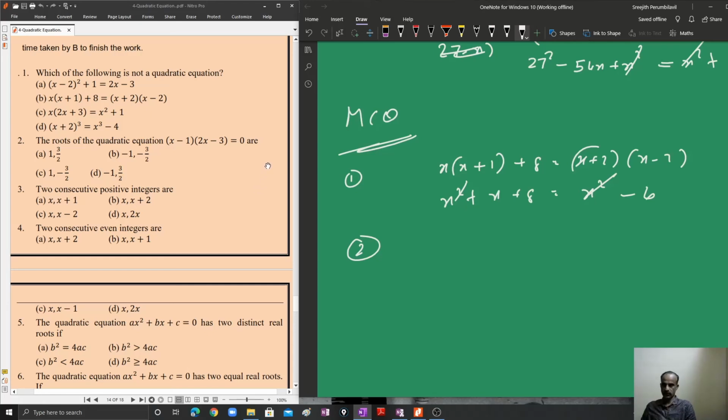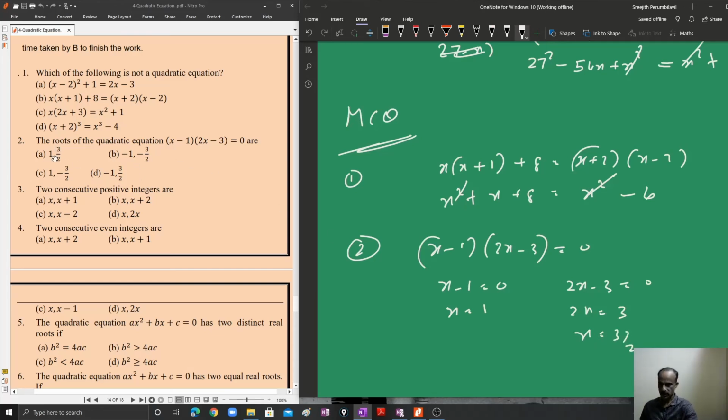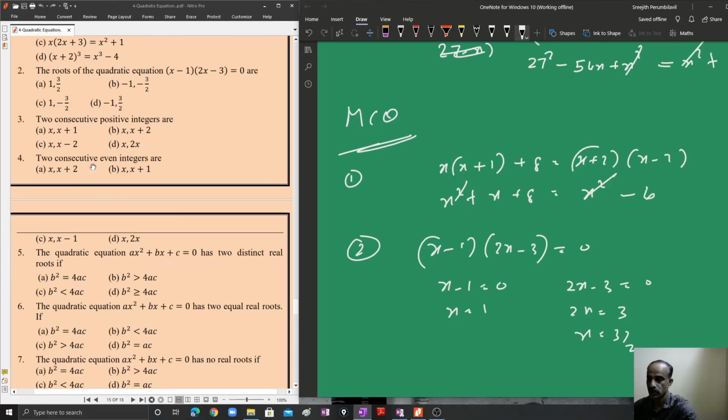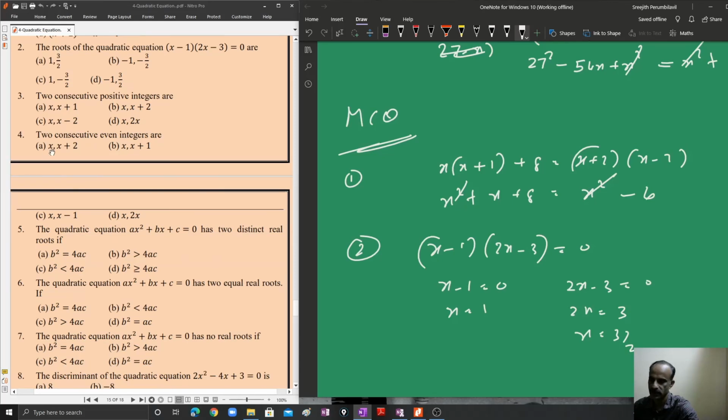The product of two things is given, obviously when you expand, this is a quadratic equation. The product of these two things is given to be 0. This is the last step of solving any quadratic equation, the factorization. x minus 1 is equal to 0, that means x is equal to 1, and the other is 2x minus 3 equal to 0. 2x is equal to 3, x is equal to 3 by 2. So you have x is equal to 1 and 3 by 2, option A. Two consecutive positive integers are x and x plus 1. Two consecutive even numbers, how do two even numbers differ? x and x plus 2.